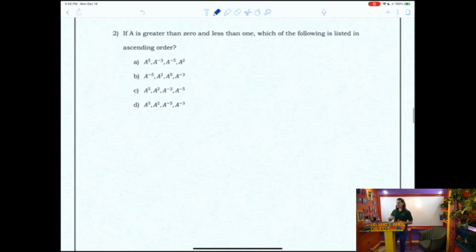Question number 2 asks, if a is greater than 0 and less than 1, which of the following is listed in ascending order? We have a to the 5th power, we have a to the negative 3rd power, we have a to the negative 5th power, and we have a squared. So take a few moments and solve that problem, please.